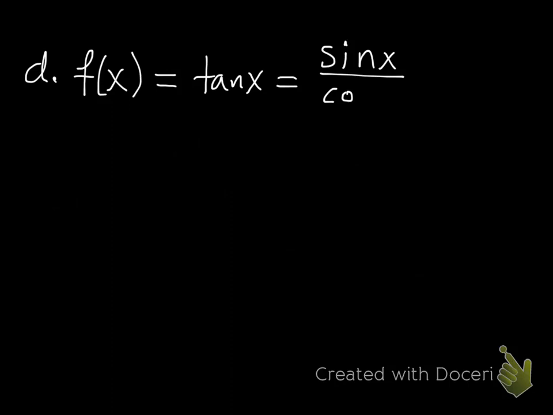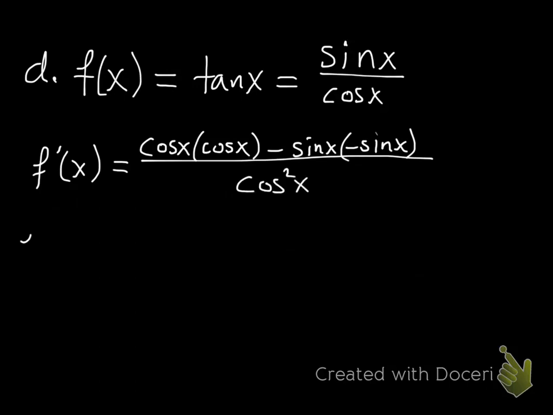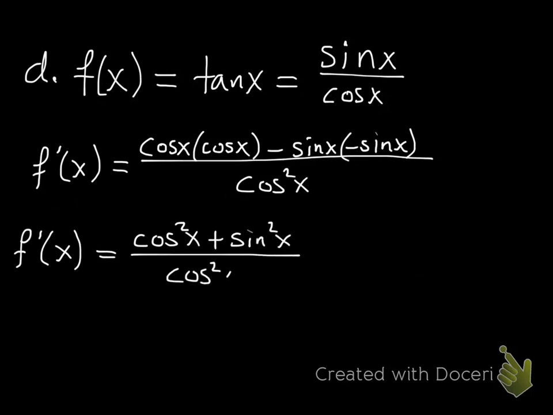And to do this, we're going to write this as sine x over cosine x. And this looks like a quotient of functions. So when we take the derivative, it'll be low, which is cosine x, times d high. Derivative of the sine is cosine, minus the high function, which is sine x, times the derivative of the low function. The low function's derivative, the derivative of cosine, is negative sine, all over cosine squared. So f prime of x is equal to cosine squared x plus sine squared x all over cosine squared x.